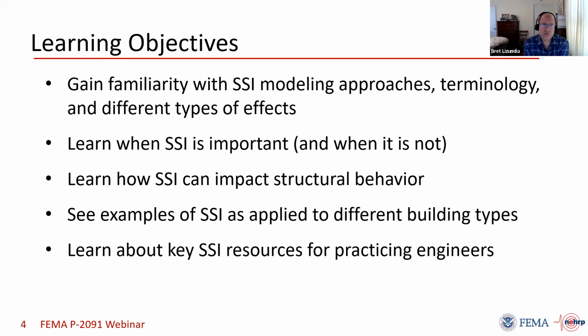So our goals: I want you to have a better familiarity with the terms and what they mean, when this would matter and when it doesn't. This is not something that you do very frequently, and we don't want you to waste time doing it when it's not going to help you. I want you to understand how it changes things. It can do a variety of things, and it's important to understand those at a high level. We'll apply it to some different building types to get a sense of that, and then learn where to go for more information.